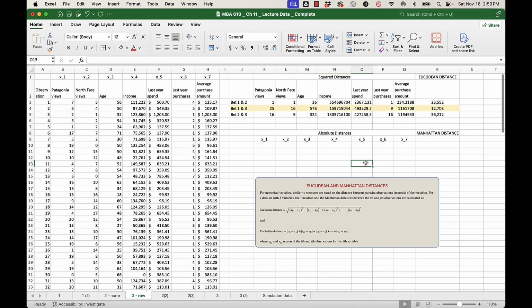Well, here's the rub, my friends: observations 1 and 2 have the most similar viewing behaviors. You can see that the squared differences are low. They're more similar in age, 50 and 56, than either of them are to observation 3, who's 32. I'm going to skip income for a second. I'm going to look at what they spent last year, 500 and 549. They are more similar with each other than either of them are to person 3, who spent $1,200 last year.